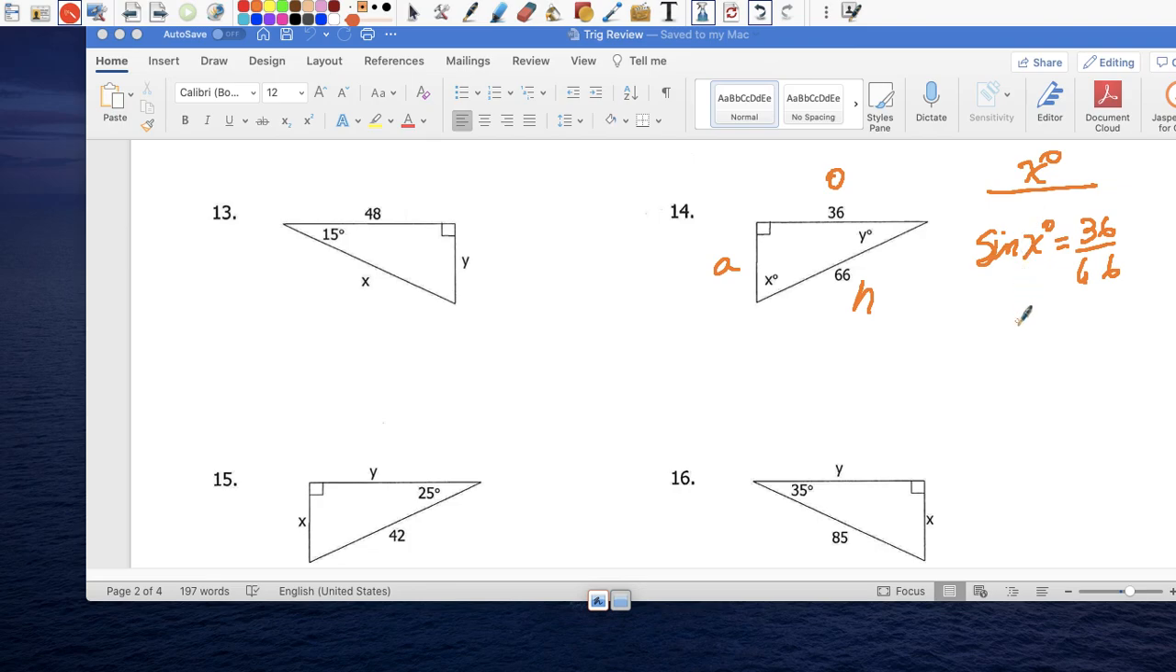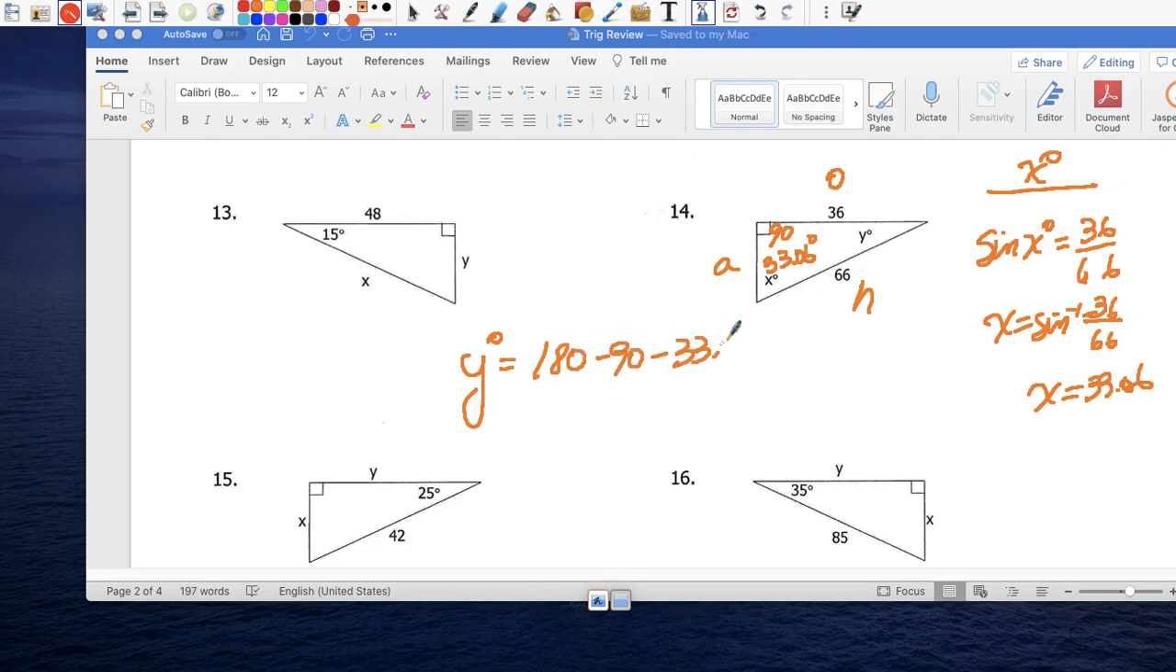Yes, that's easy. So x equals inverse sine of 36 over 66. So 36 divided by 66. We're going to get that x equals 33.06. Now, if I know that this is 33.06 degrees, and I know that this is 90, well, to find angle y, we're just going to do 180 minus the 90 degrees minus 33.06. 90 minus 33.06, and we get 56.94 degrees. That's even easier than finding two sides.